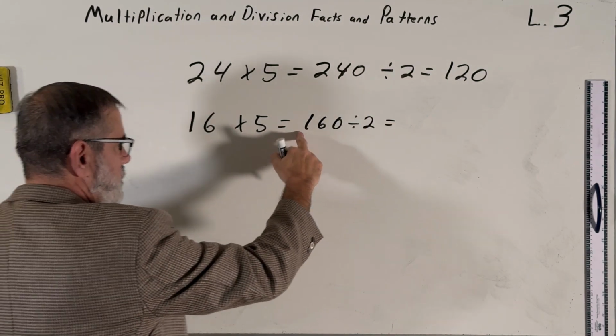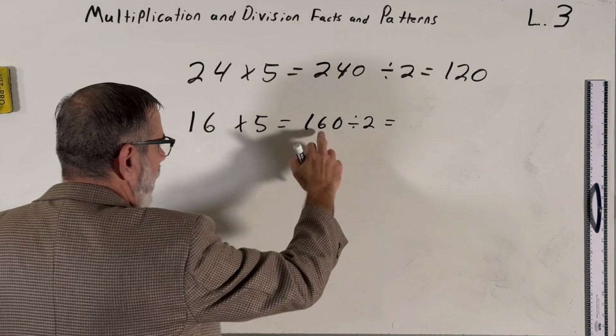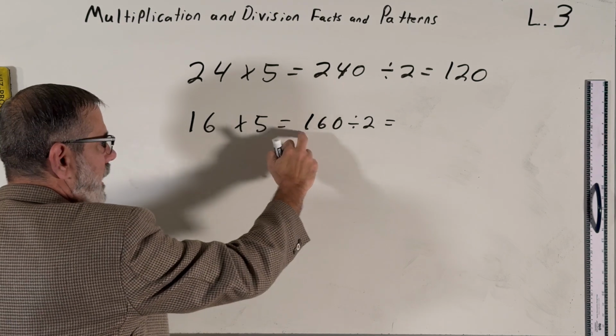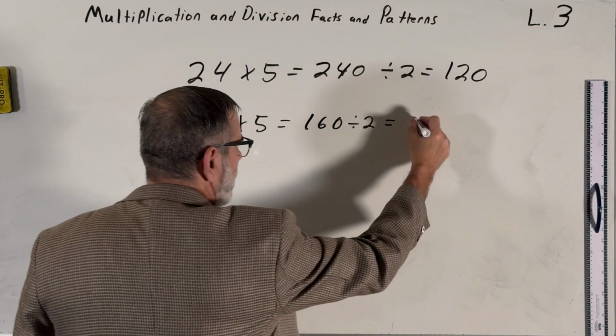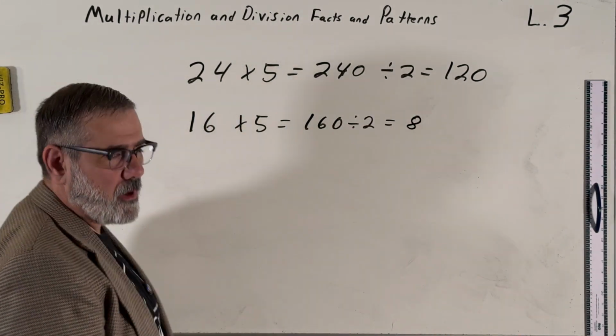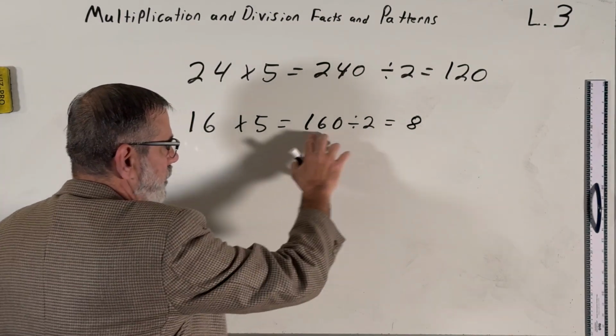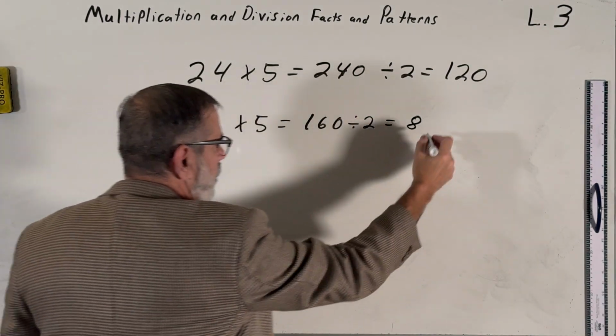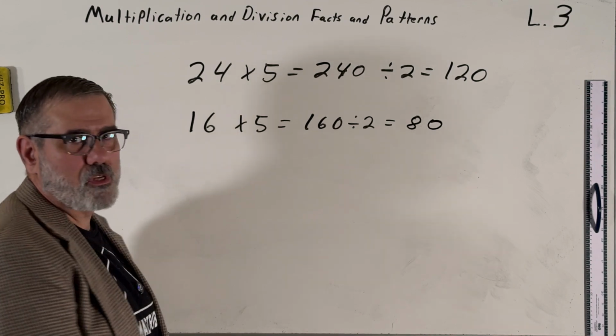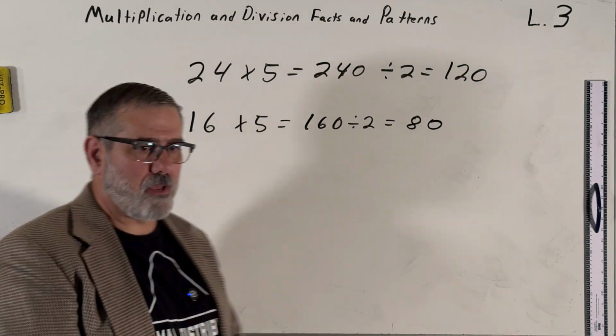Half of 1 is 0, but I'm not going to write the leading 0. Half of 6 is 3, but I have an odd left neighbor, so I'm going to make it 8. Alternatively, you could just think, well, if I know what half of 16 is, it's 8, then I could simply write that 8 down for this part. And then half of 0 is 0, no odd left neighbor, so it just stays 0. So 16 times 5 is 80.